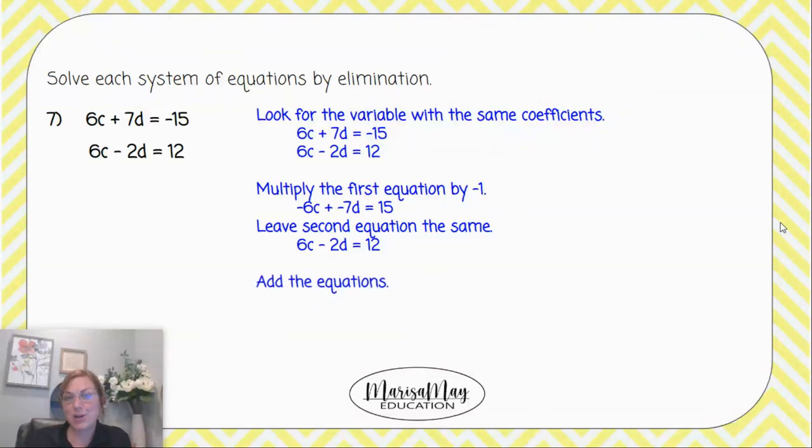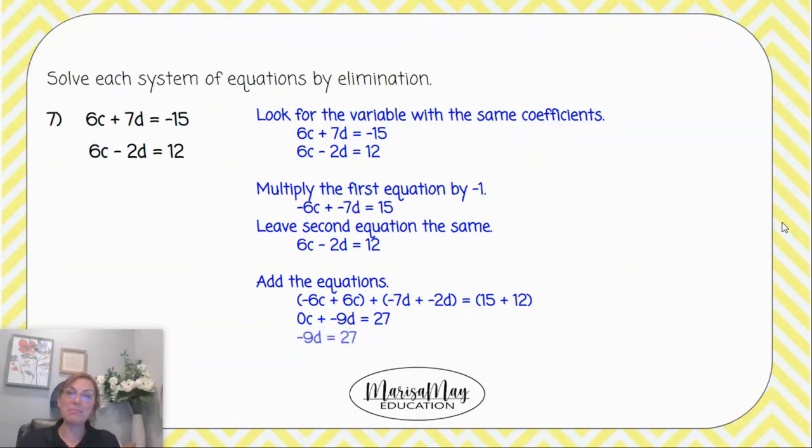So let's add those like terms, right? Negative 6c plus 6c, negative 7d plus negative 2d, and then of course on the other side I've got 15 plus 12. So that gives me 0c, I don't have to write it. Negative 7d plus negative 2d is negative 9d, and then of course 15 plus 12 gives me 27. So I've got negative 9d equals 27. So now I can divide both sides by negative 9. I get that d is negative 3.